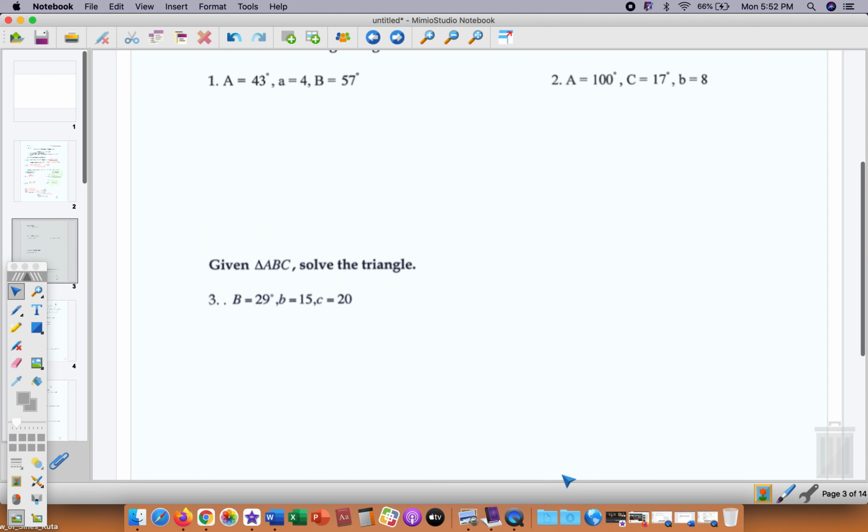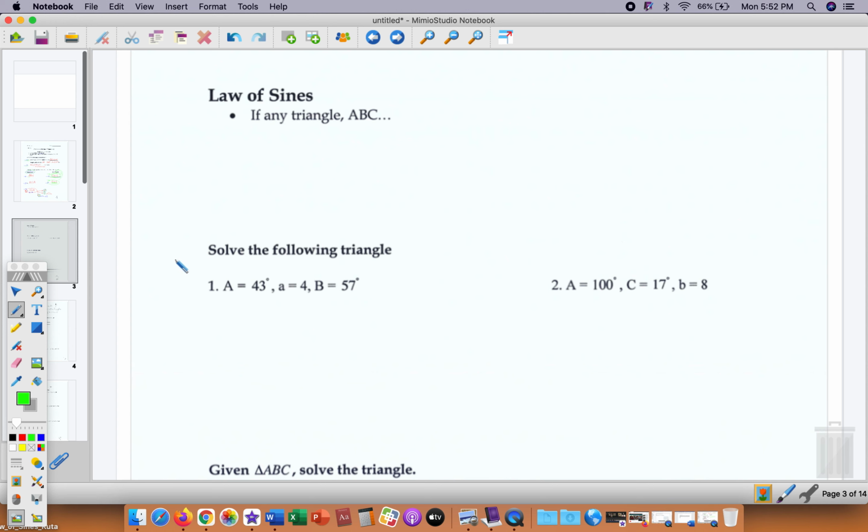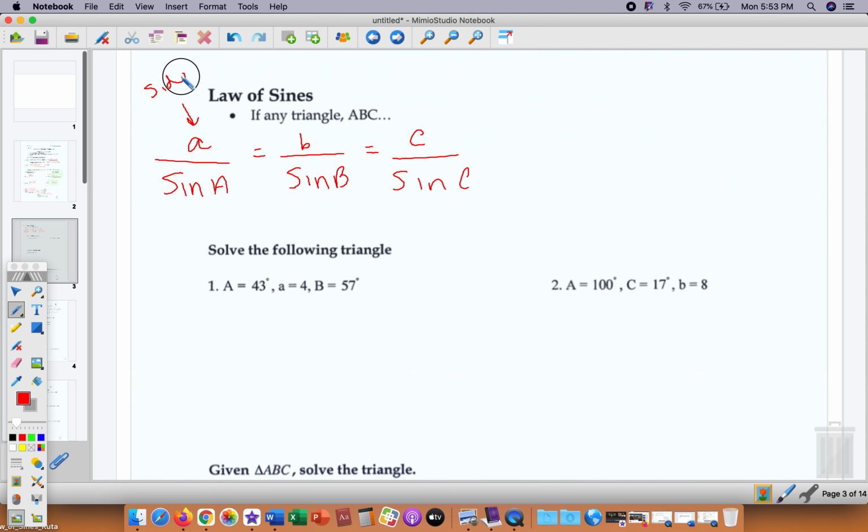So on this next page, let's make a few notes. Law of sines: if any triangle ABC, then little a over sine of A is equal to little b over sine of B, equal to little c over sine of C. So the little a, b, and c on top are all the sides. And on the bottom, these are all referring to the angles.